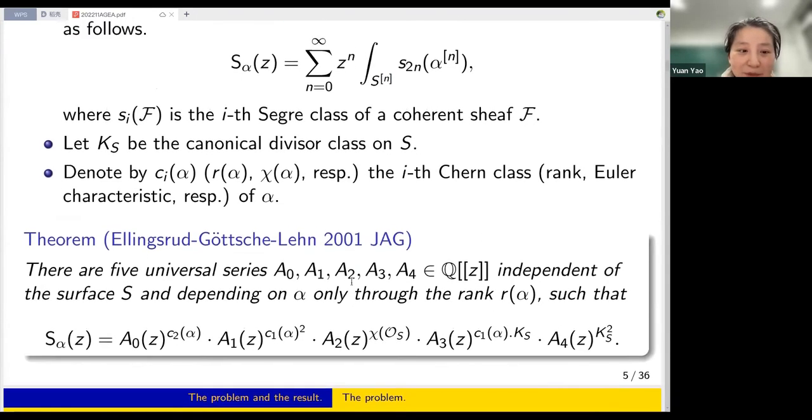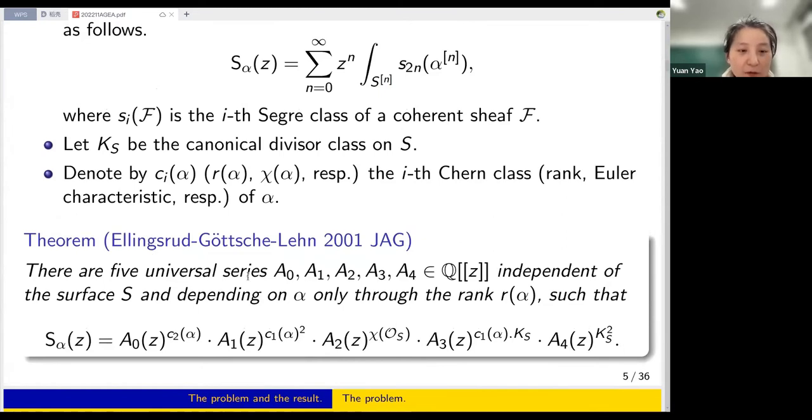The theorem says that there are 5 universal series. These 5 universal series do not depend on the surface, but depend on alpha only through the rank. And certainly this integral itself depends on the first Chern class and second Chern class, but it should have this form. You have the first Chern class here and here, and the second Chern class. It also depends on the surface, certainly, but that gives its contribution here.